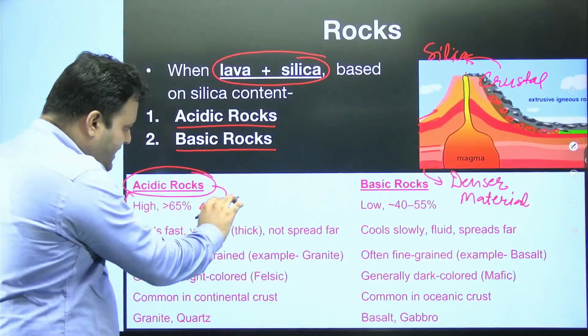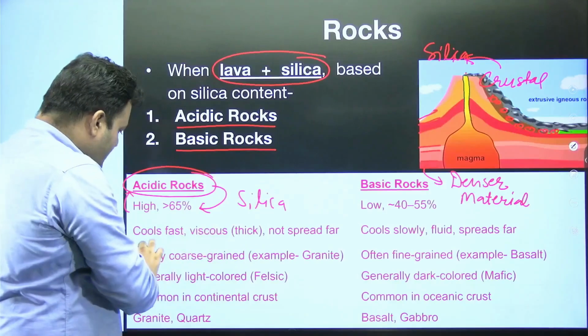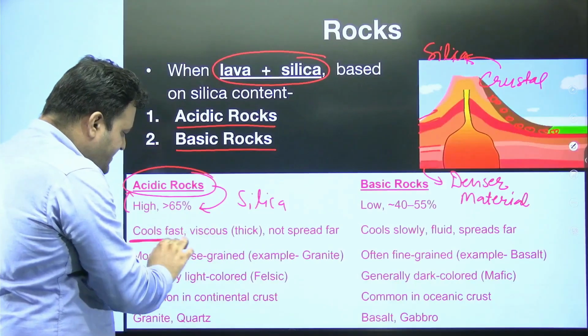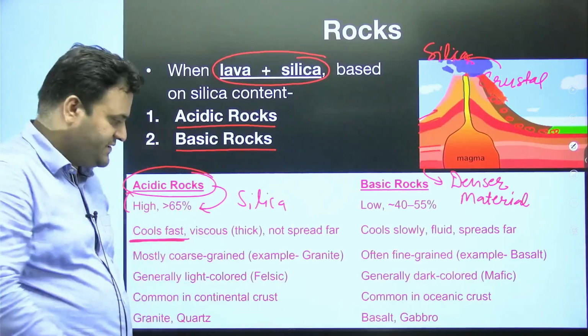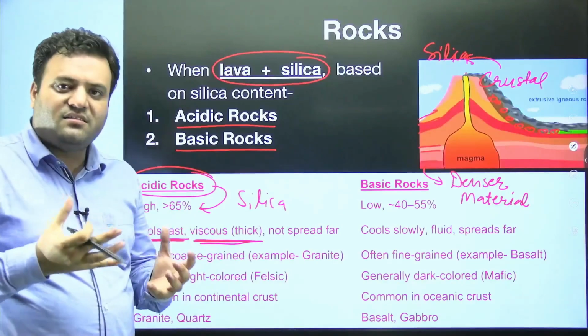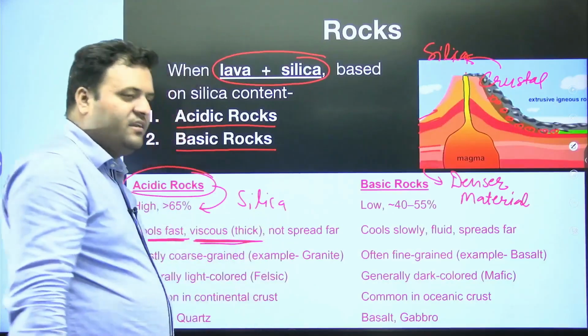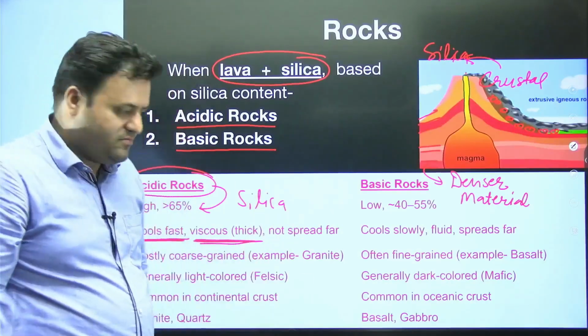As silica is here, because of silica, it will cool fast. It is viscous. It will be thick. And as it is thick, it will not spread far.